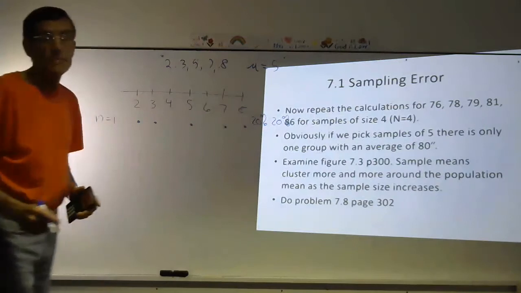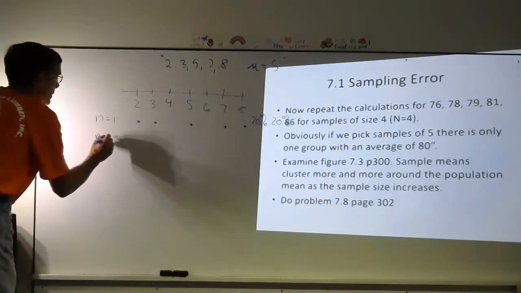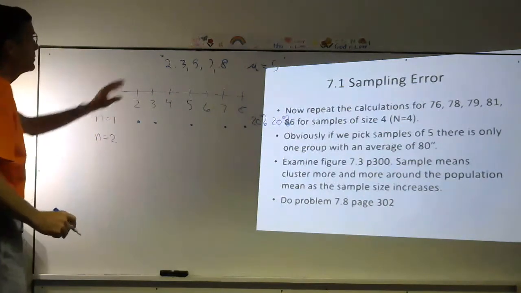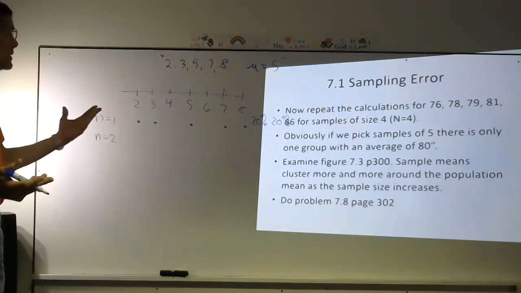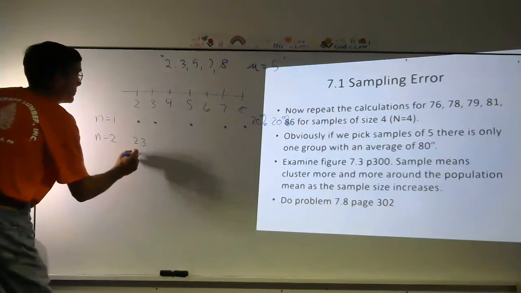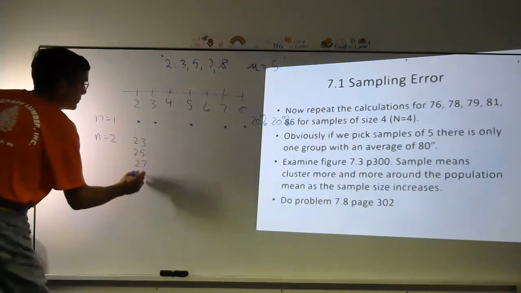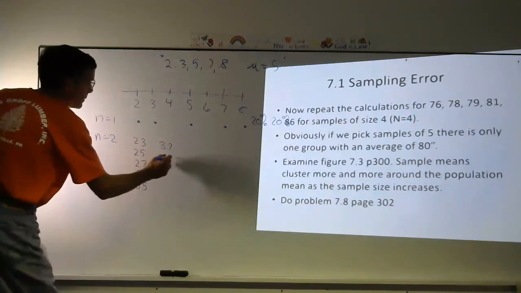Okay? All right, let's go on now to n equals 2. When n is equal to 2, if you do a 5C2, you get 10 items. Okay, so let's see if we can get 10 here. 2, 3, 2, 5, 2, 7, 2, 8, 3, 5, 3, 7, 3, 8.